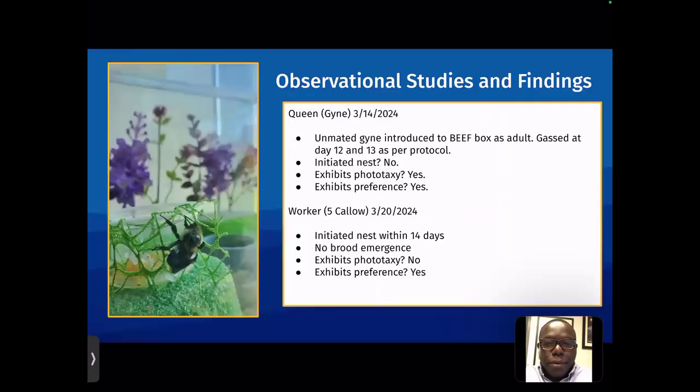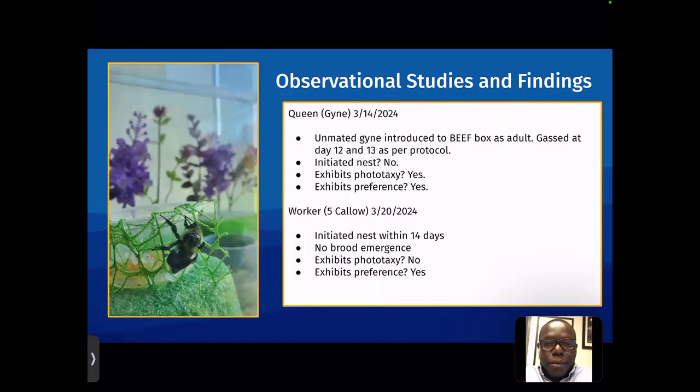So this gyne here, she's unmated, so she can only produce males if she were to initiate a nest, which she did not. Does she exhibit phototaxis? Yes, she does, which is normal for this species. Does she exhibit preference? Yes, she does.